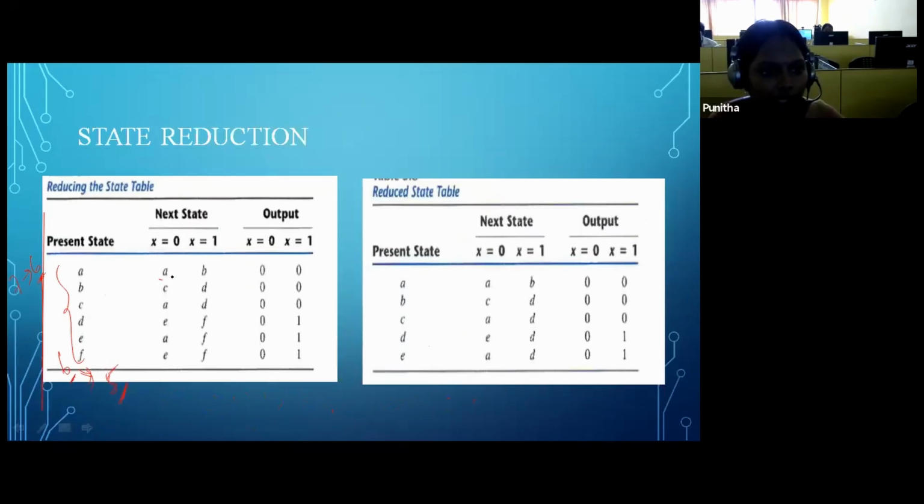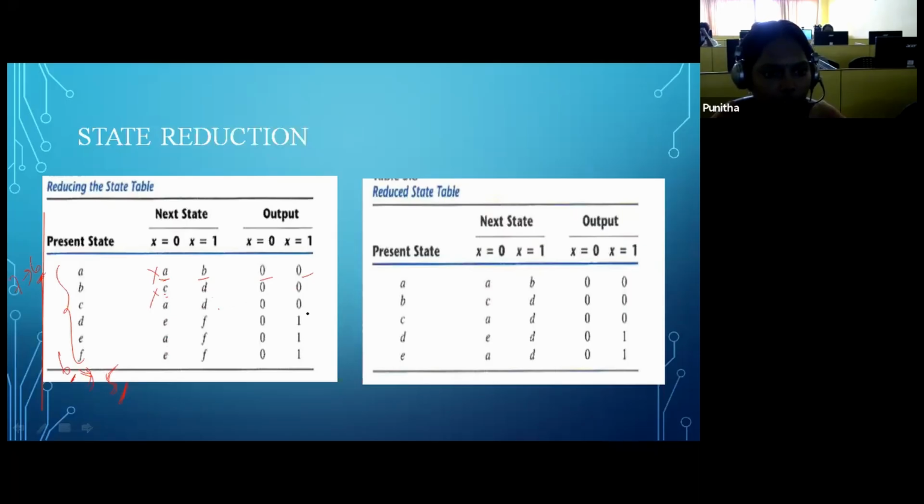I need to check whether AB 0 0 is present again or not. Here AB 0 0, no; AB 0 0, no; AB 0 0, no. AB is not repeated here. Next, CD: I need to check whether CD is repeating or not. No, CD is also not repeating.